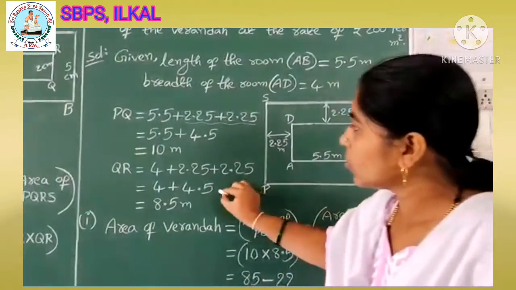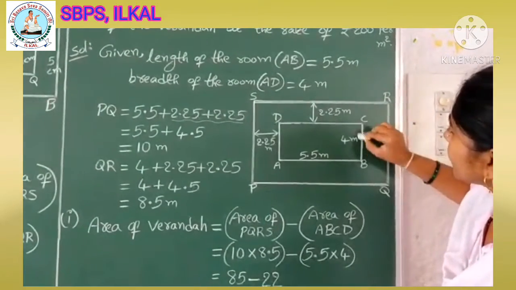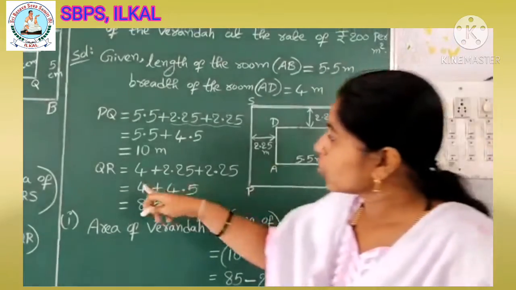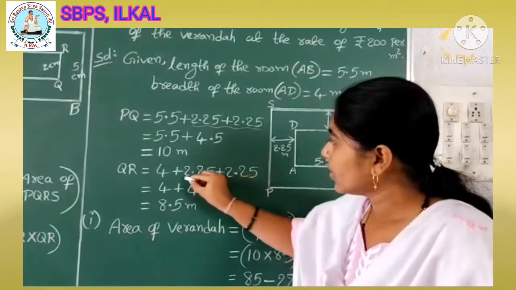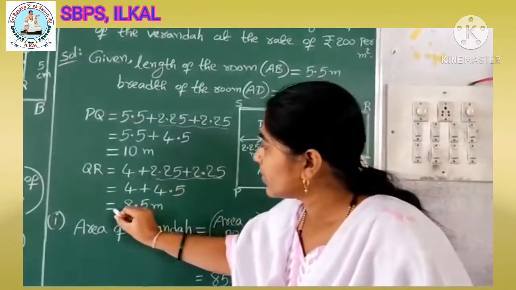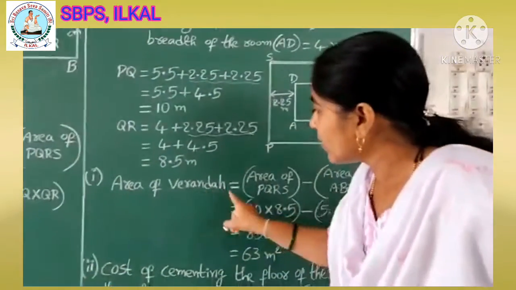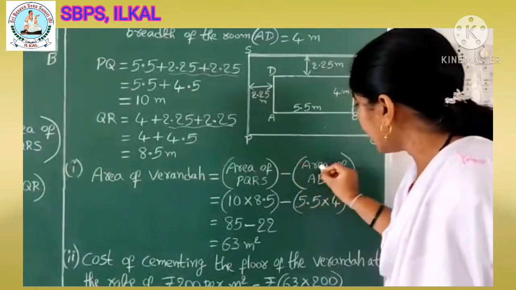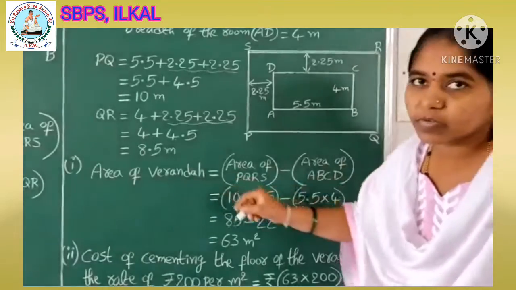In the same way, QR is equal to 4 meter plus 2.25 meter. Here also 2.25 meter. QR is equal to 4 plus 2.25 plus 2.25. These two addition we will get 4.5. This 4 as it is, which is equal to 8.5 meter. Okay. Area of veranda is equal to area of PQRS minus area of ABCD. If we subtract these two, we will get the area of the veranda.